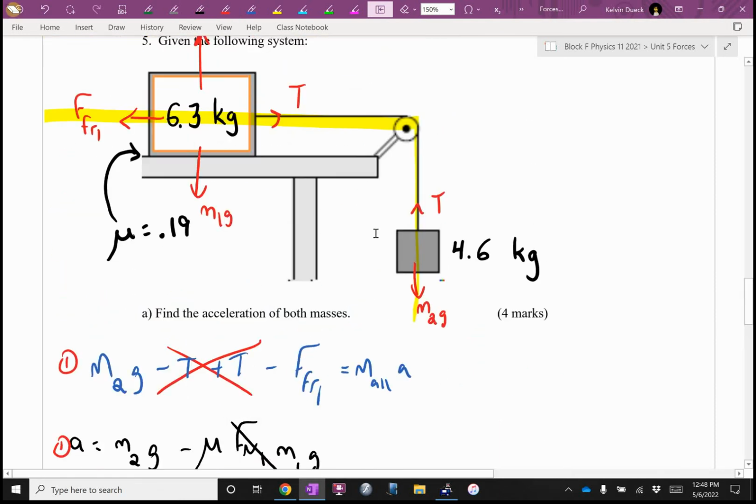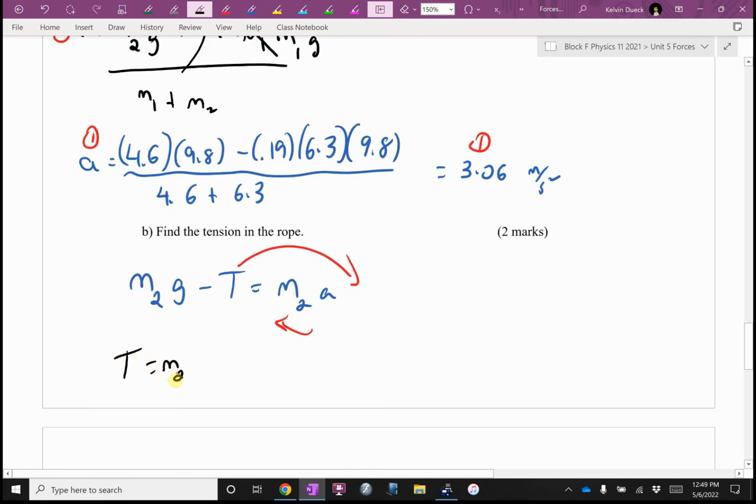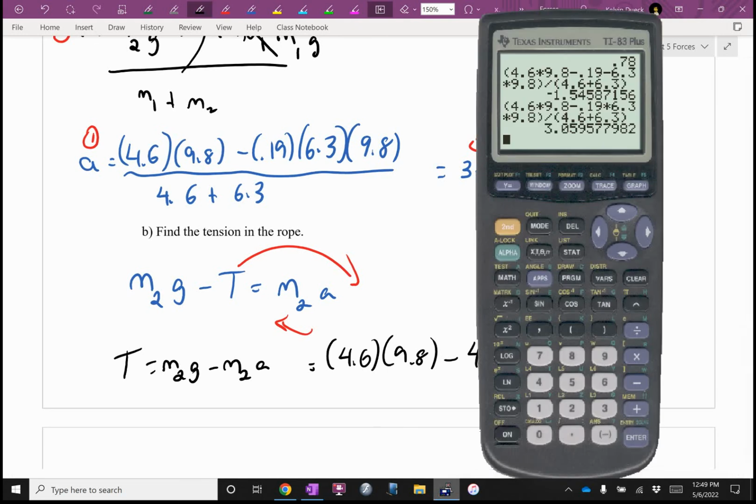Find the tension in the rope. Which would be a much smarter mass to use? Yeah, I'm going to use this one. It's less cluttered. So I'm going to go M2G minus tension equals M2A. I realize that means I've still got to do a swappy dance, but it's so much less cluttered. Tension is going to be M2G minus M2A. It's going to be 4.6 times 9.8 minus 4.6 times, I'm going to write 3.06, but you know I'm using my answer button.